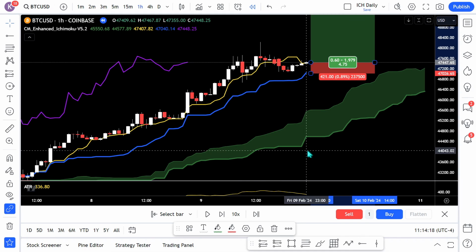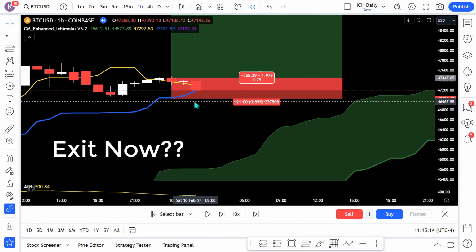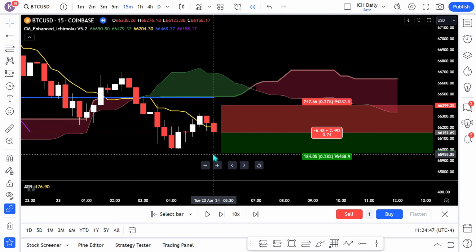We have a nice uptrend and we have another chance to get back into the trade. ATR is 336, so our stop is 421. A few candles later, we've closed below the faster moving average, but we haven't hit the full stop loss yet. What do we do? On the 1 hour, the faster moving average is our trailing stop, so you would exit now for about a negative 0.5R loss. We get a short trade on the 15 minute.